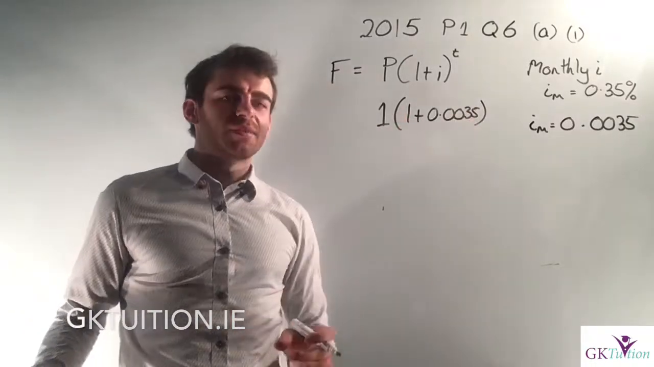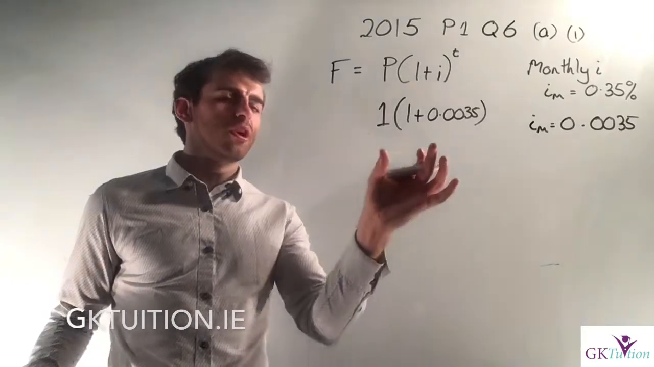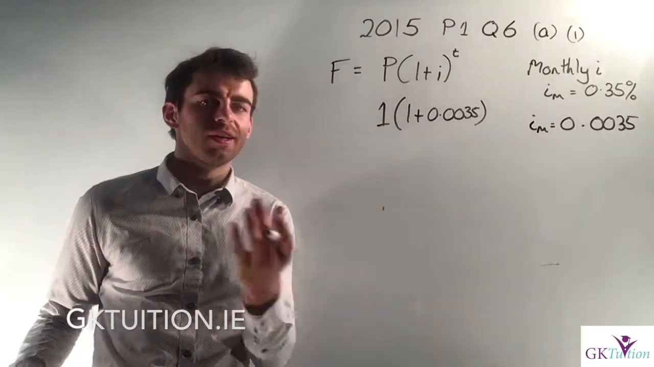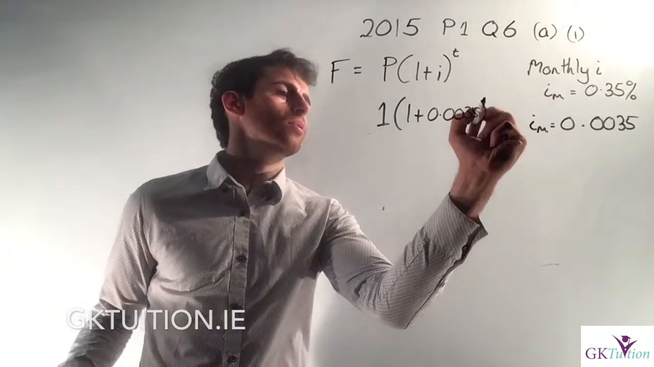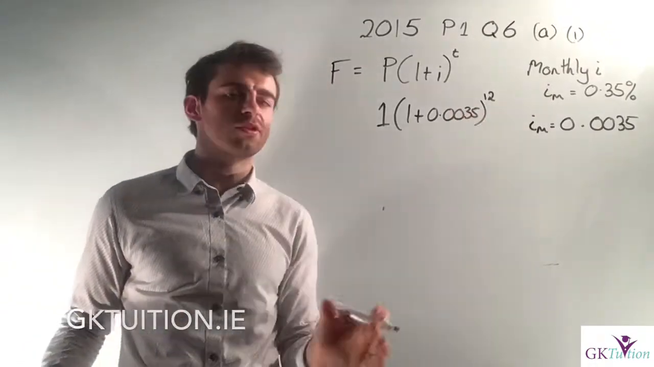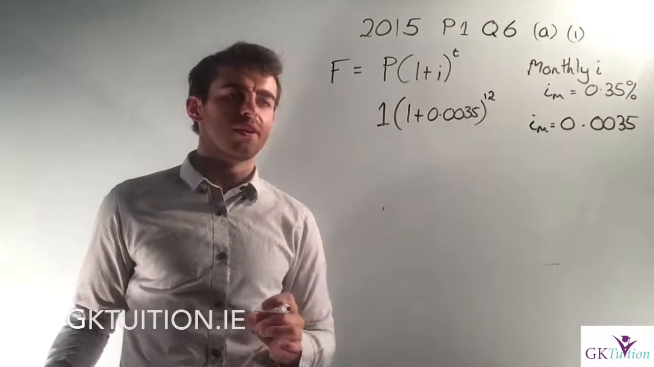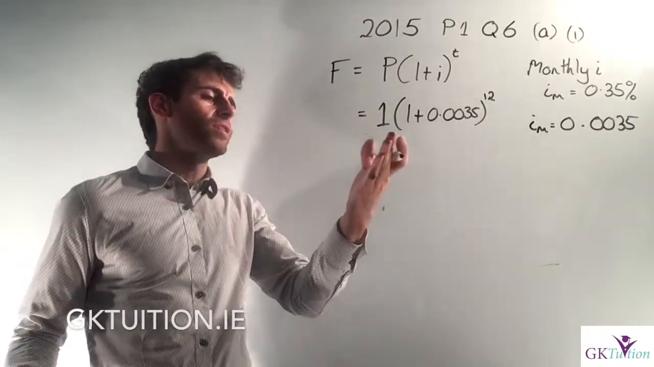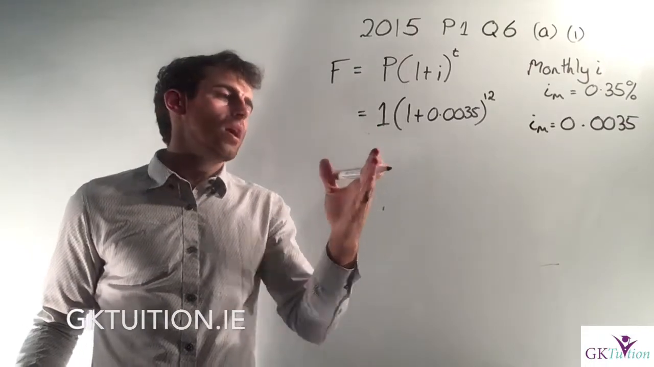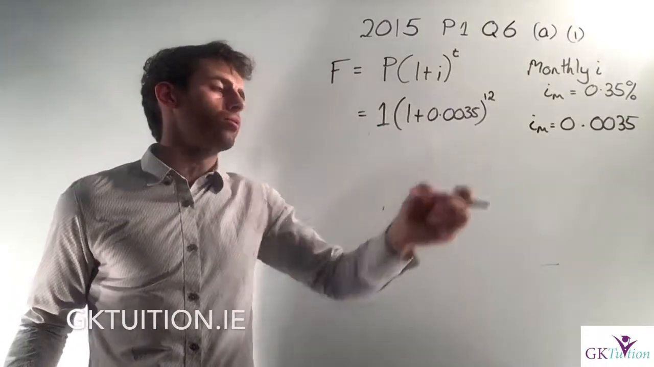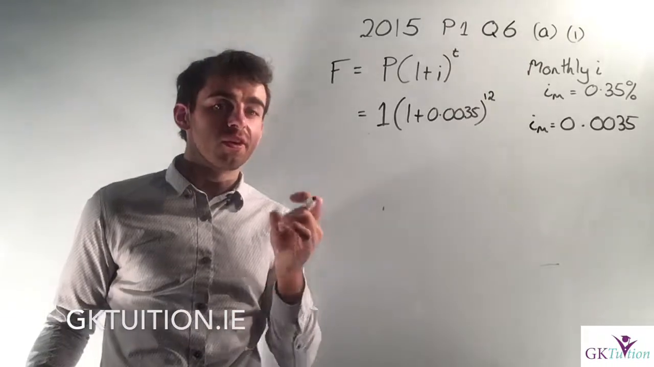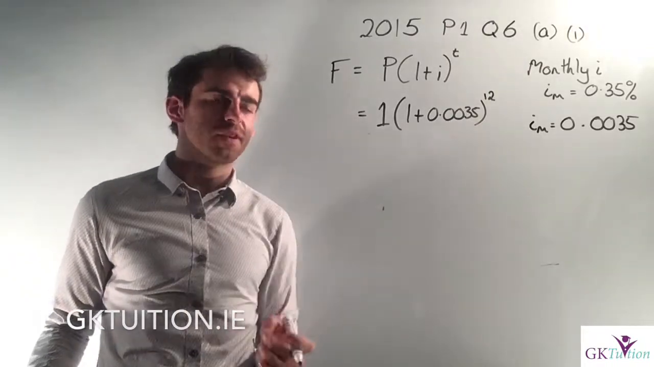And now I need to ask myself, how many times am I going to earn the monthly interest rate over the course of a year? Well, clearly there are 12 months in the year. So I'm going to earn the monthly interest rate 12 times in a year. So what I'm calculating here is, if I started the year with €1 and I earned a monthly interest rate of 0.0035, that means I'd earn the monthly interest rate 12 times.